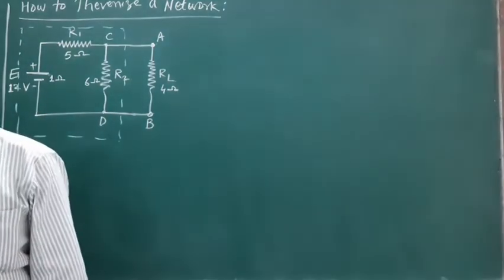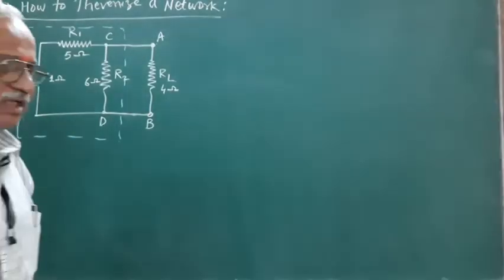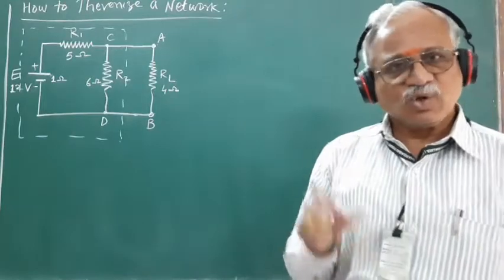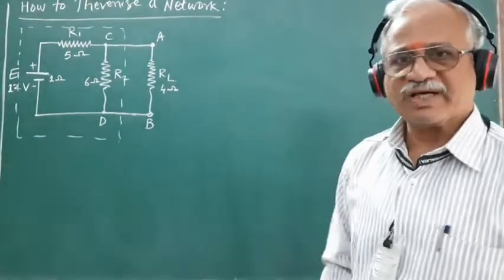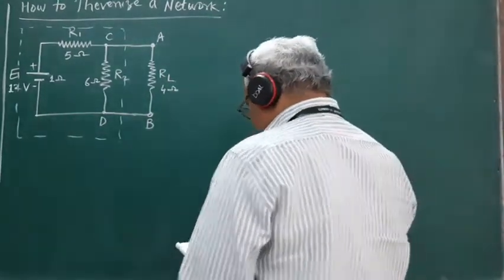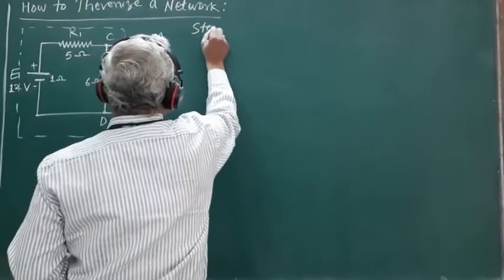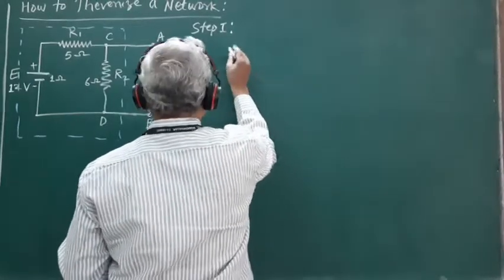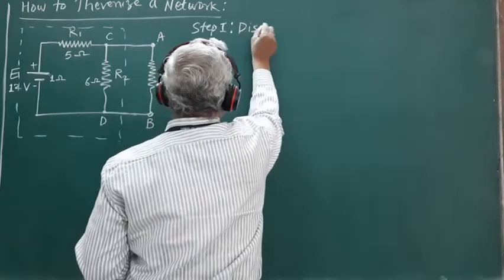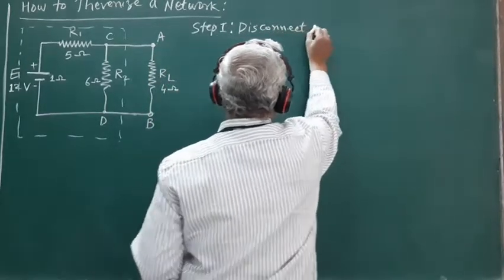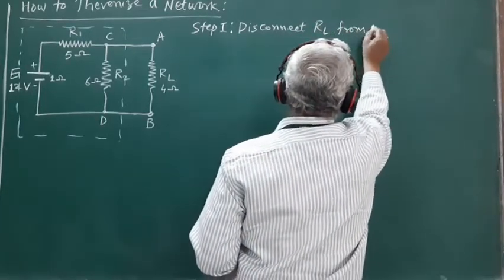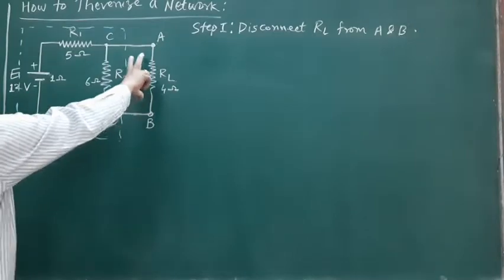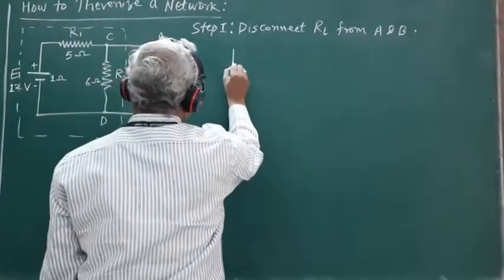The steps to be followed in order to Thevenize the given network or circuit: there are 4 steps to be followed in order to get the Thevenin equivalent circuit for the given network. The first step, step 1, is to remove the load resistance from the terminals A and B. Disconnect RL from the terminals A and B. So, if we remove the load resistance from the terminals A and B, the circuit we get is of this type.